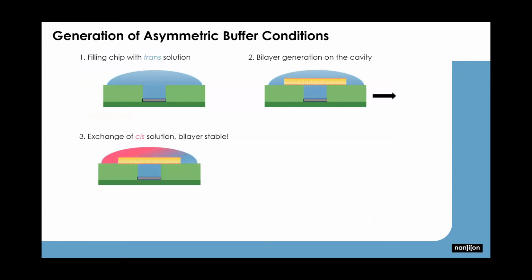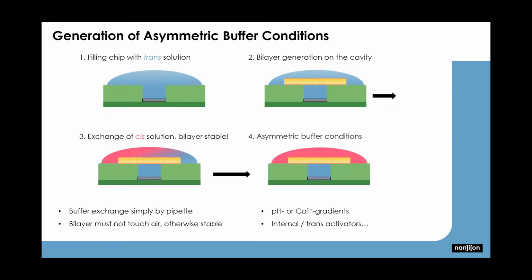So a frequently asked question would be, can I record with asymmetric buffer solutions? Because I have this cavity, so I cannot really reach the trans side anymore. But yes, I can fill the whole chip with the trans solution for my later experiments. I can then build the membrane, and I can exchange the cis solution after I build my membranes, and the membranes are so stable that they can absolutely survive that. So I would end up with asymmetric conditions. I can do this exchange simply with a pipette, and I can build up pH or calcium gradients and trap activators below my membrane on the trans side, and so on.